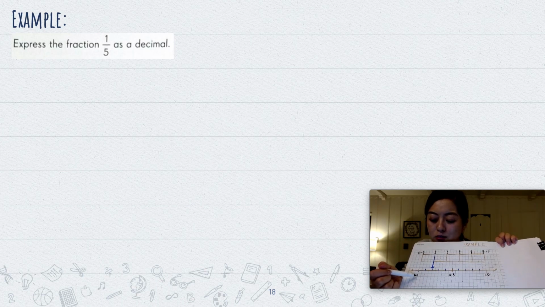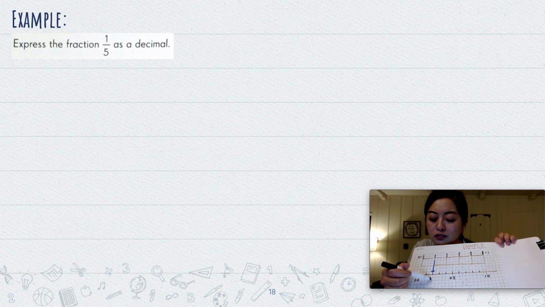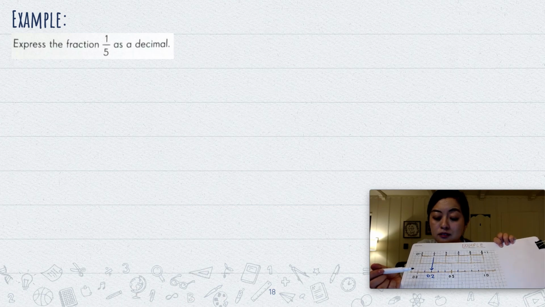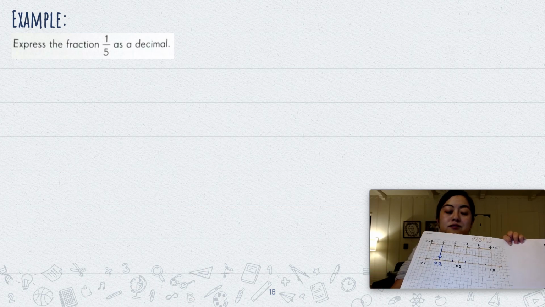Let's see, this is 0.0, 0.1, 0.2. This is 0.2. Okay, so 1/5 is equal to 2/10, or 0.2.